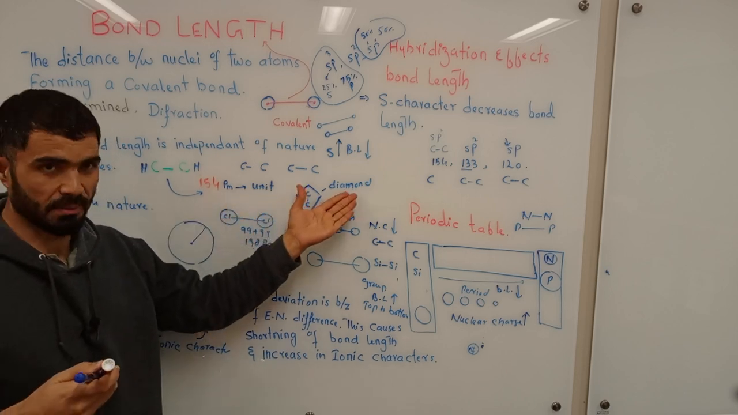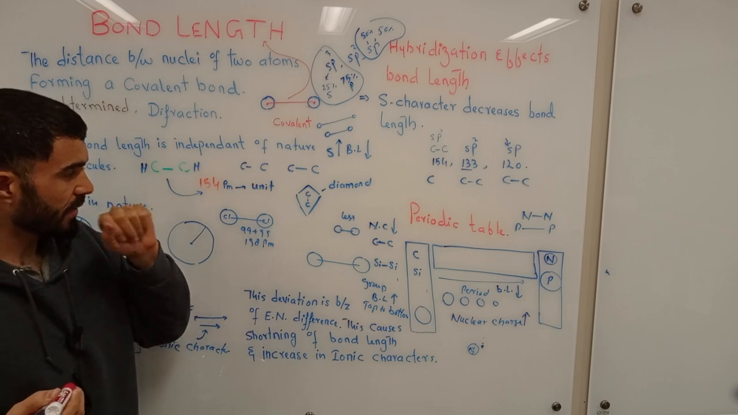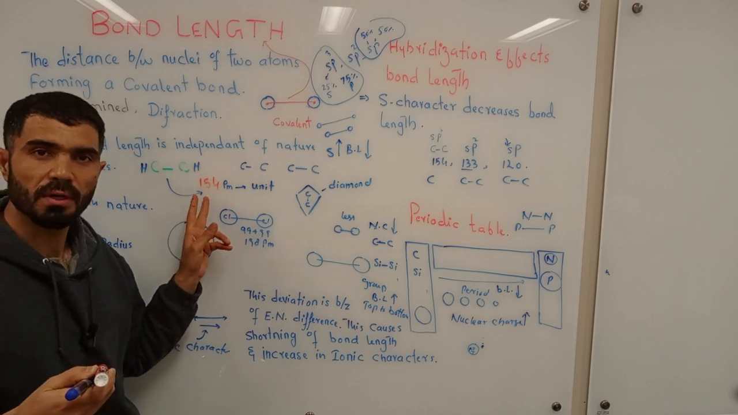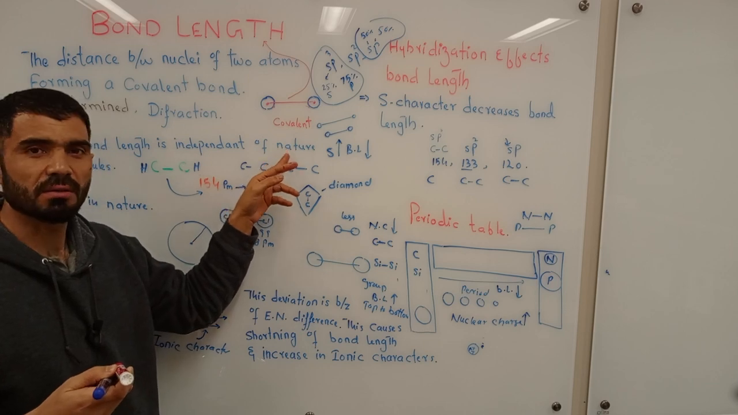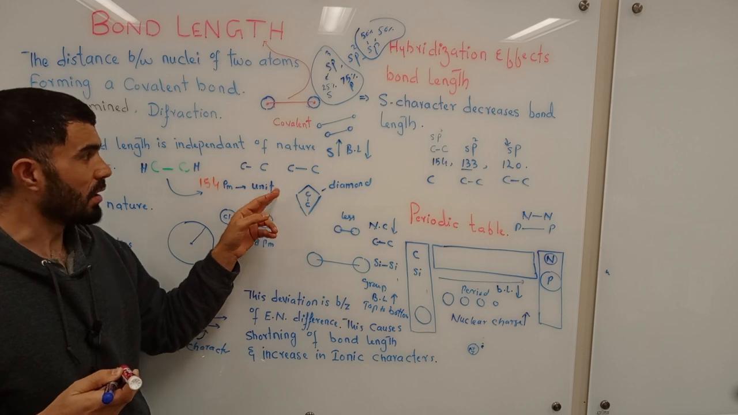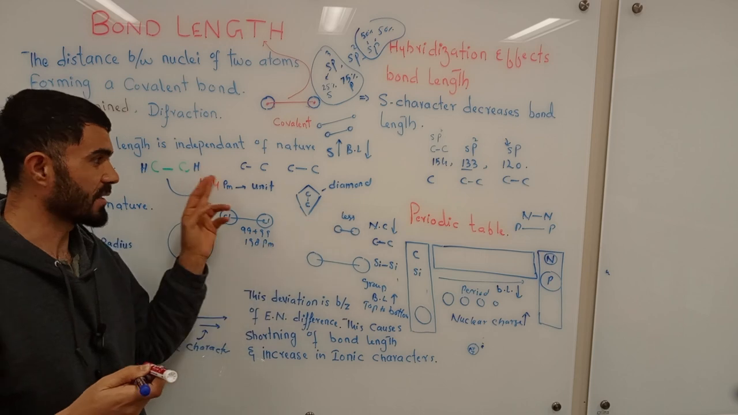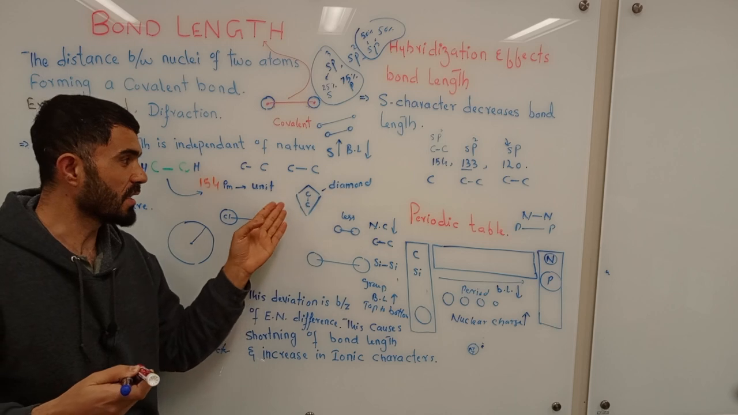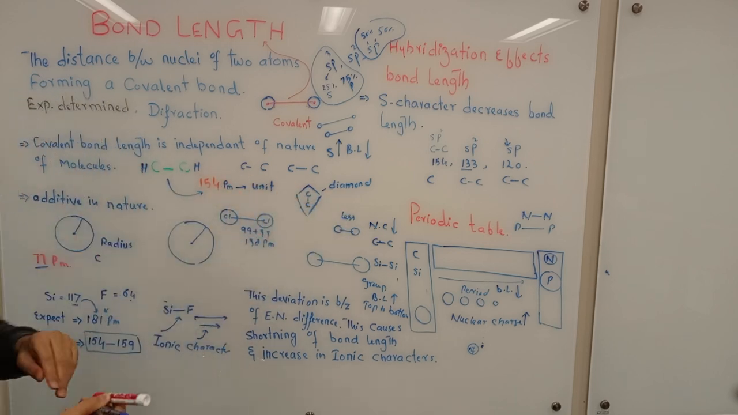And if you come to diamond, it is also a compound, a molecule. In diamond, the carbon-carbon bond is again 154. So it means the bond length is not dependent on the nature. If the bond length was dependent on the nature, then it would not be the same in all cases. Then it would have been different in diamond and something else in hydrocarbon. So this is the first point.